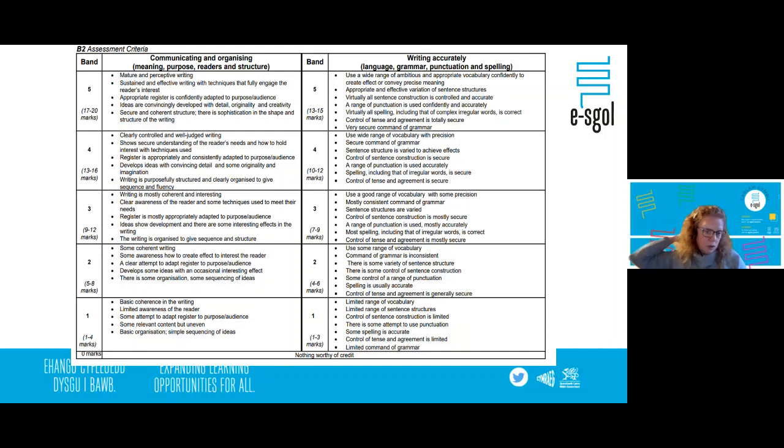Okay, so this is the mark scheme, so you can use this to have a look. You want to be aiming for band 4 or above if you're aiming for a C or above. Okay, so if you look at the band 4, it talks about controlled and well-judged writing. It talks about developing ideas with detail, some originality and imagination. It talks about a purposeful structure and a clearly organised piece which gives sequence and fluency. So obviously, in order to get a C, you need to know what you're writing, you need to understand the topic, and you need to structure your ideas. So really nice, clear paragraphing.